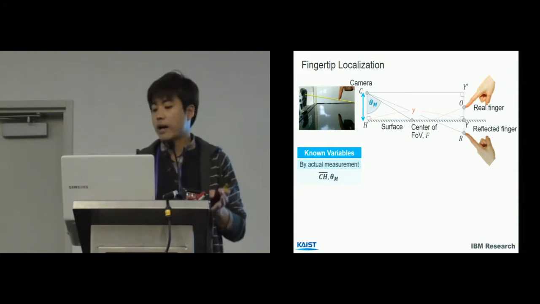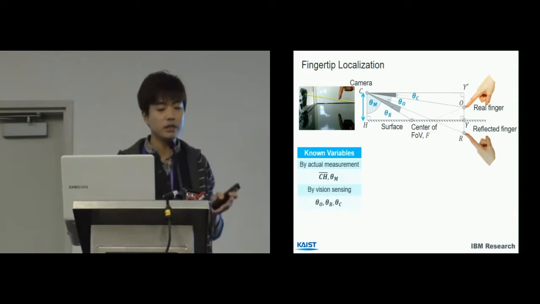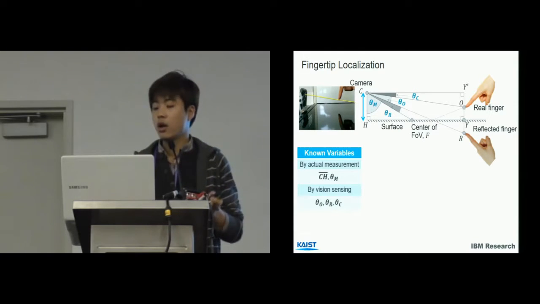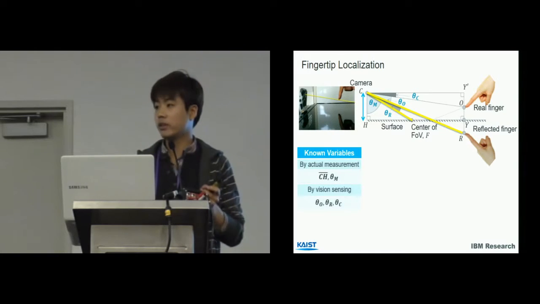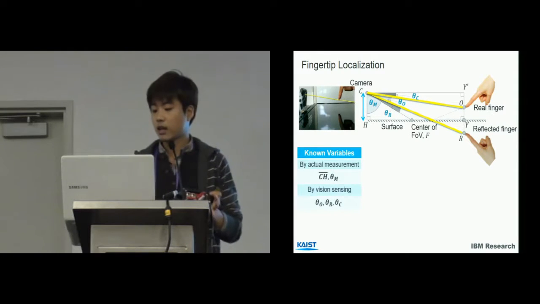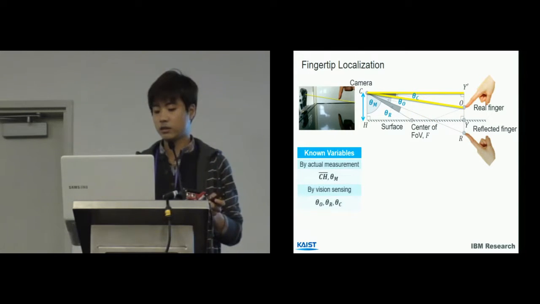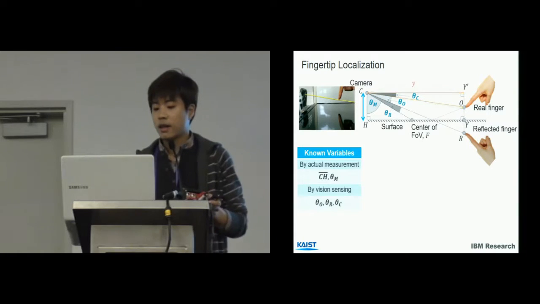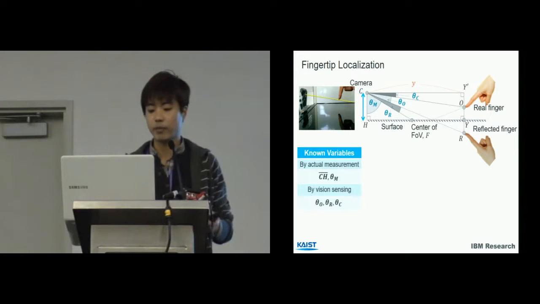We want to know the y distance to localize the fingertip 3D position. By vision sensing from the camera's field of view, we can also calculate the angles: the angle theta r between the center of the camera's field of view and the reflected fingertip, the angle theta o between the reflected fingertip and the real fingertip, and the angle theta c, the complementary angle. Then how can we compute the y distance with the known variables?